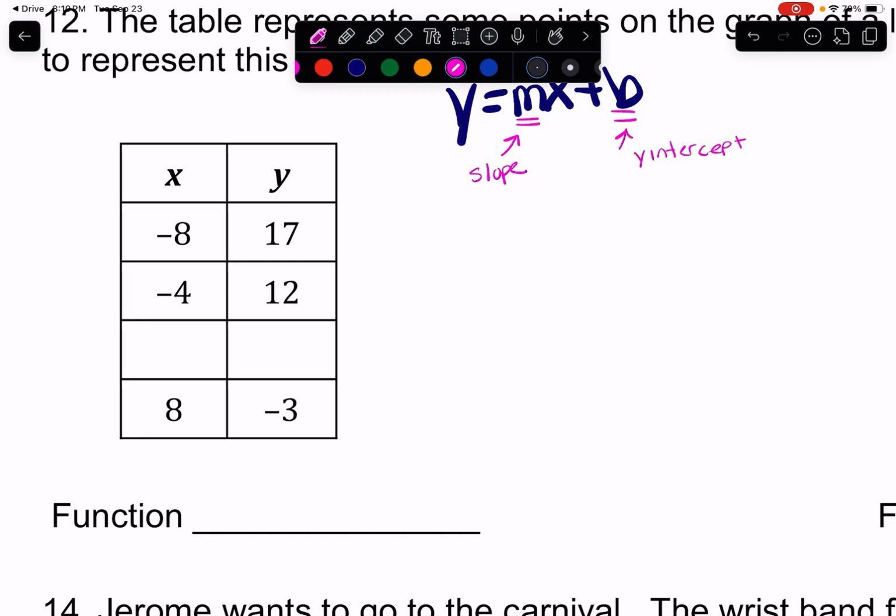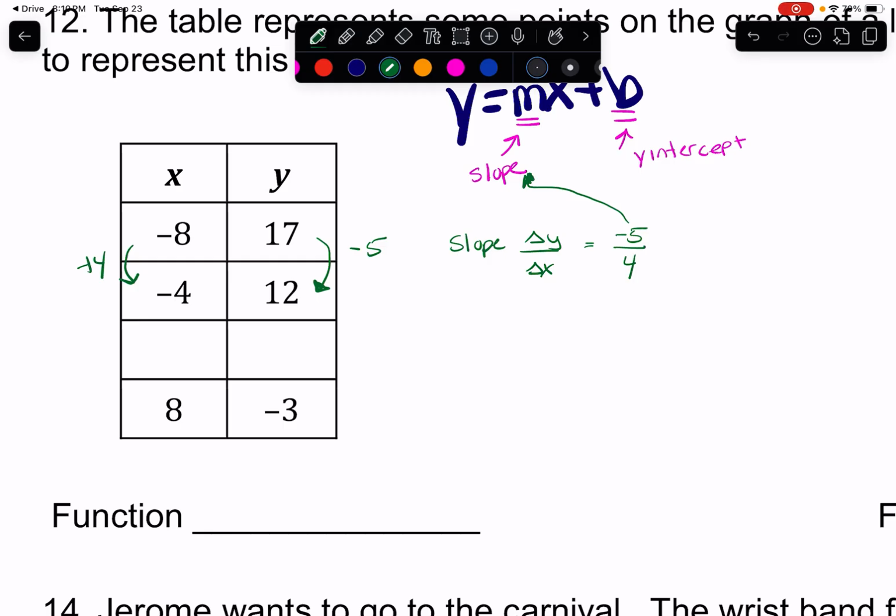Okay, so let's see. From 12 to 7, how are we changing? That's right, we're going down 5. From -8 to -4, how are we changing? That's right, we're going up 4. So my slope is the change in y over the change in x. So the change in y is -5, the change in x is 4, so my slope is -5 over 4. And we're just going to plug that right in there for that m.